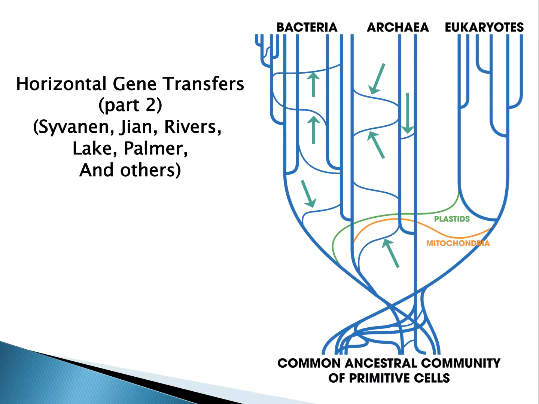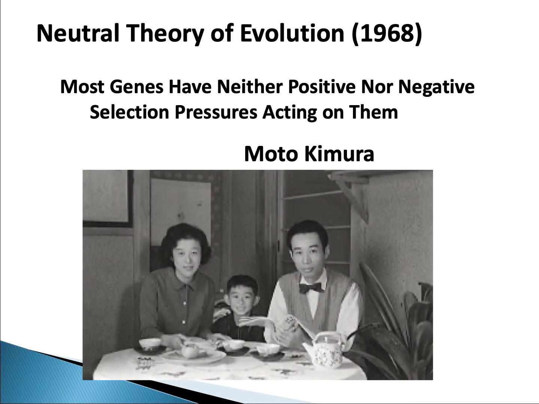And there are many other exchanges that occur. There's just a few indicated here, but there are literally thousands and thousands of exchanges that have occurred during evolutionary time. Then in the 1960s, we have a further refinement of what happens during evolution and selection.